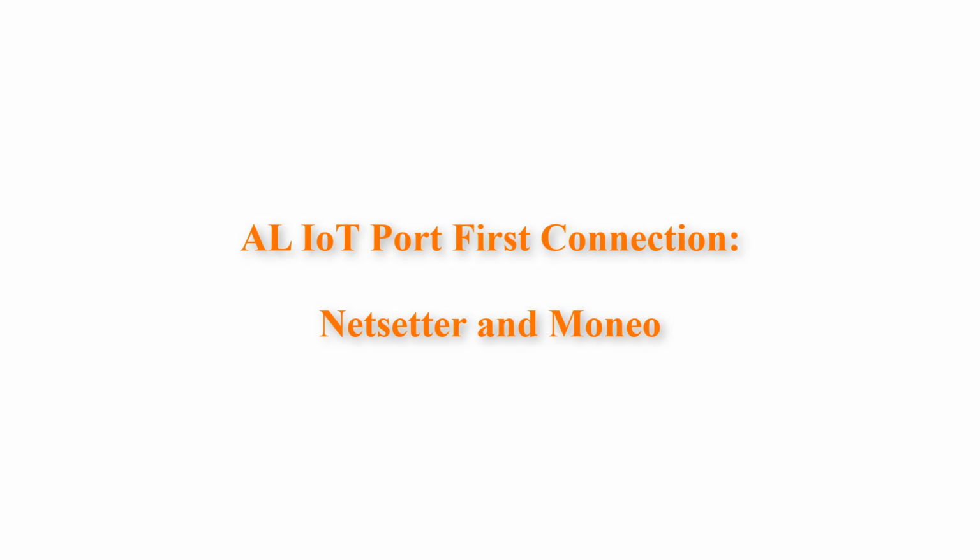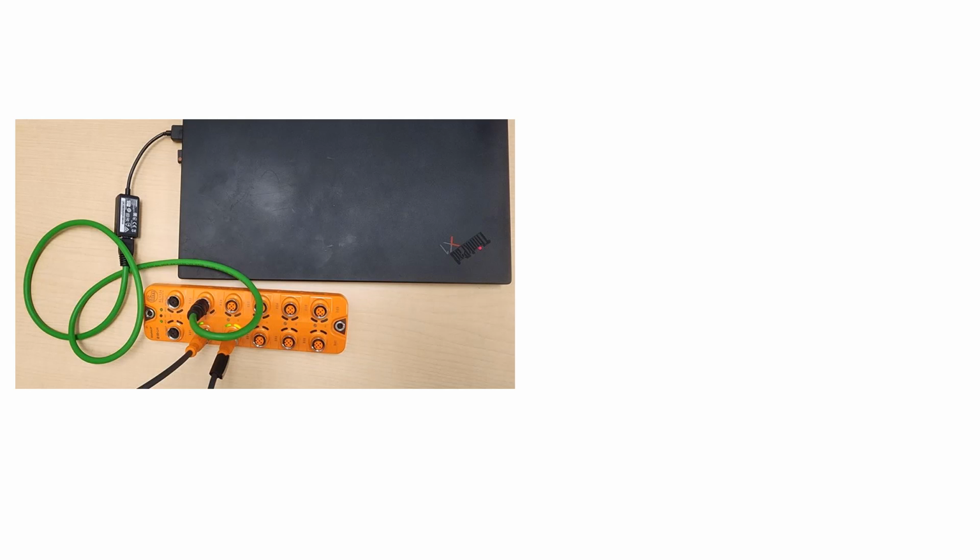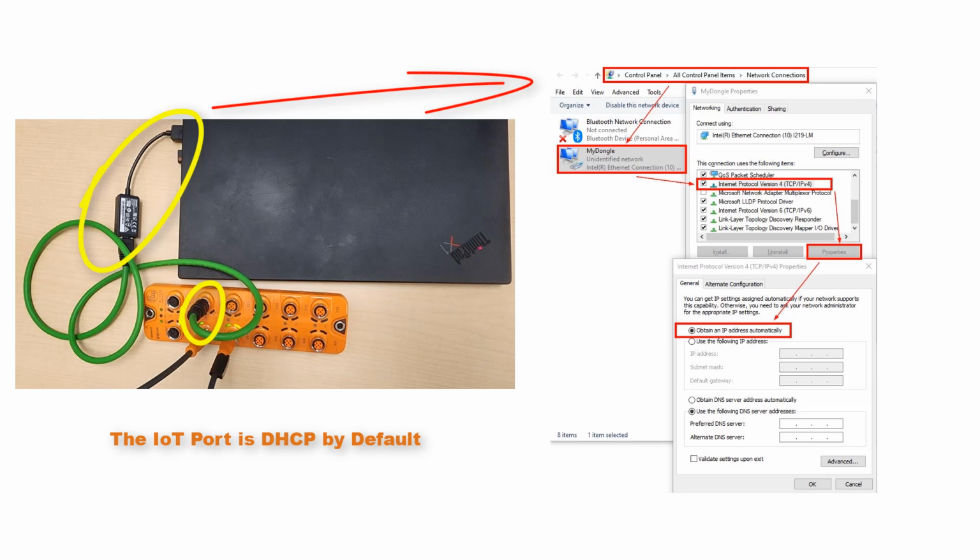All right, so we're going to take a look here at an AL master, and that's plugged in from the IoT port right here, which is set up by default to be DHCP. We're running that cable to a dongle that I have connected to my laptop right here. And then most people are going to find that their static IP address on their PC is often set to obtain an IP address automatically. And for the IoT port, because it's DHCP by default, typically that's okay.